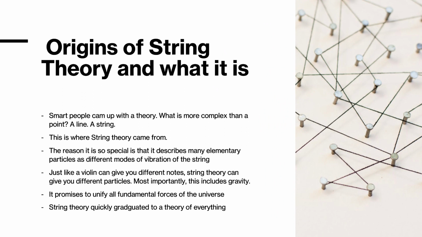Smart people came up with a theory. What is more complex than a point? A line. A string. This is where string theory came from. The reason it's so special is that it describes many elementary particles as different modes of vibration of the string. Let me give you an example. Just like a violin can give you different notes, string theory can give you different particles. Most importantly, this includes gravity. It promises to unify all the fundamental forces of the universe. And string theory quickly graduated in those days to the theory of everything.